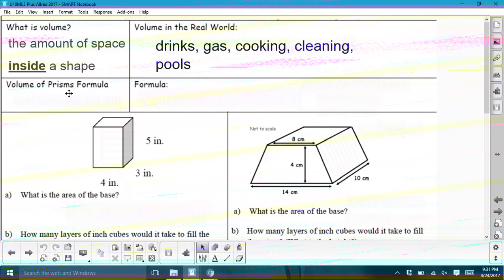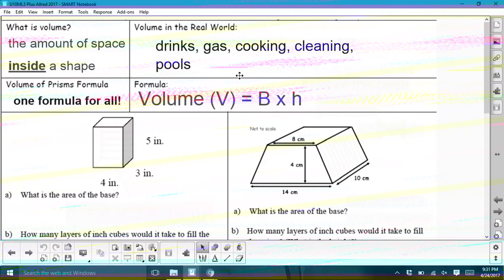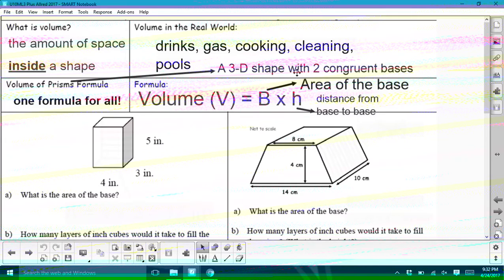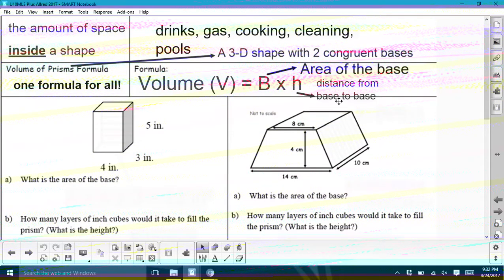There's a formula for every prism that we can use. The formula for a prism is big B times H, where the big B stands for the area of the base, and the H stands for the distance from base to base. When I talk about prisms, I'm talking about a 3D shape that has 2 congruent bases. The way we're going to find the volume of that prism is we're going to multiply the area of the base by the height of the prism. Important to know that the height is the distance from base to base.